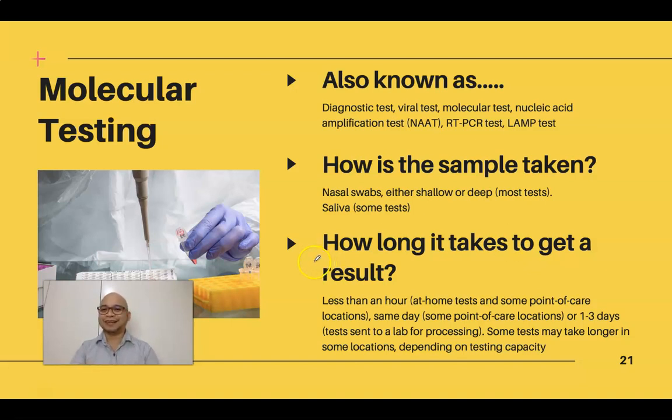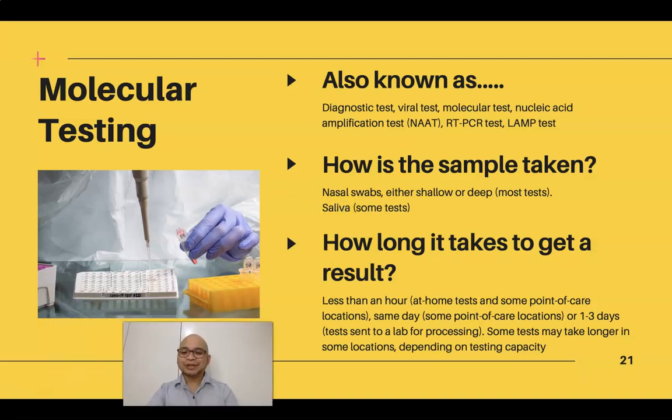Okay, let's talk about molecular testing. As I've told you, molecular testing is also known as the diagnostic test, the viral test, or the molecular test. The general term, though, is the nucleic acid amplification test, and RT-PCR is just one example of a nucleic acid amplification test. In this lecture, we will dwell more on RT-PCR because it is more popular compared to another kind of NAAT, which is LAMP, the loop-mediated isothermal amplification test. Okay. And the other one is how the sample is taken.